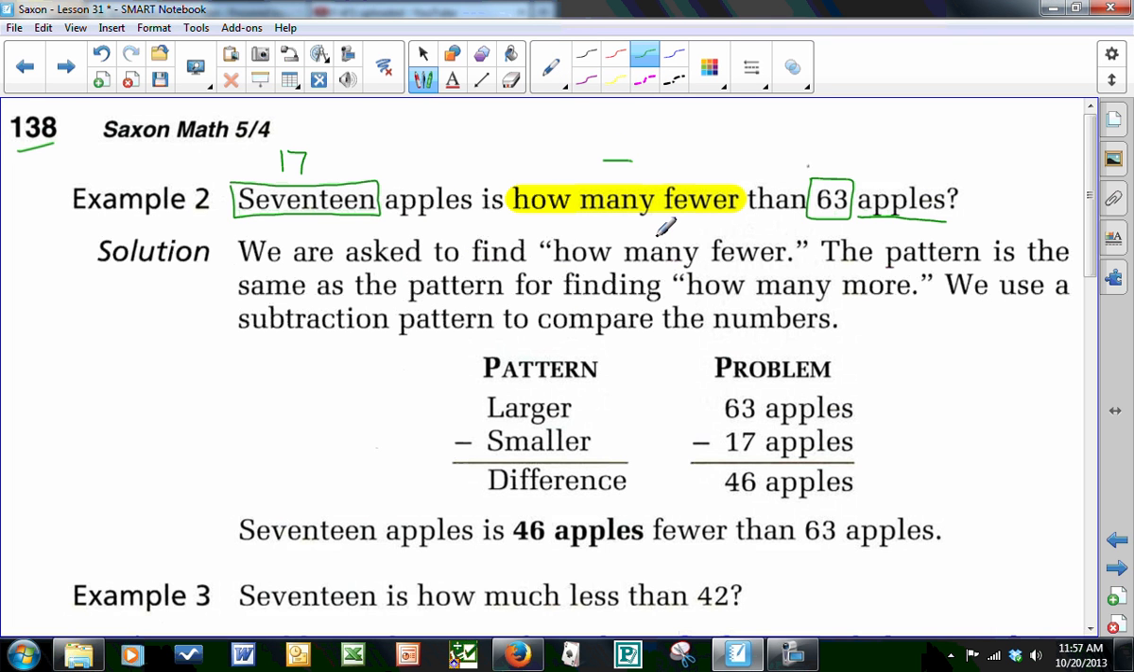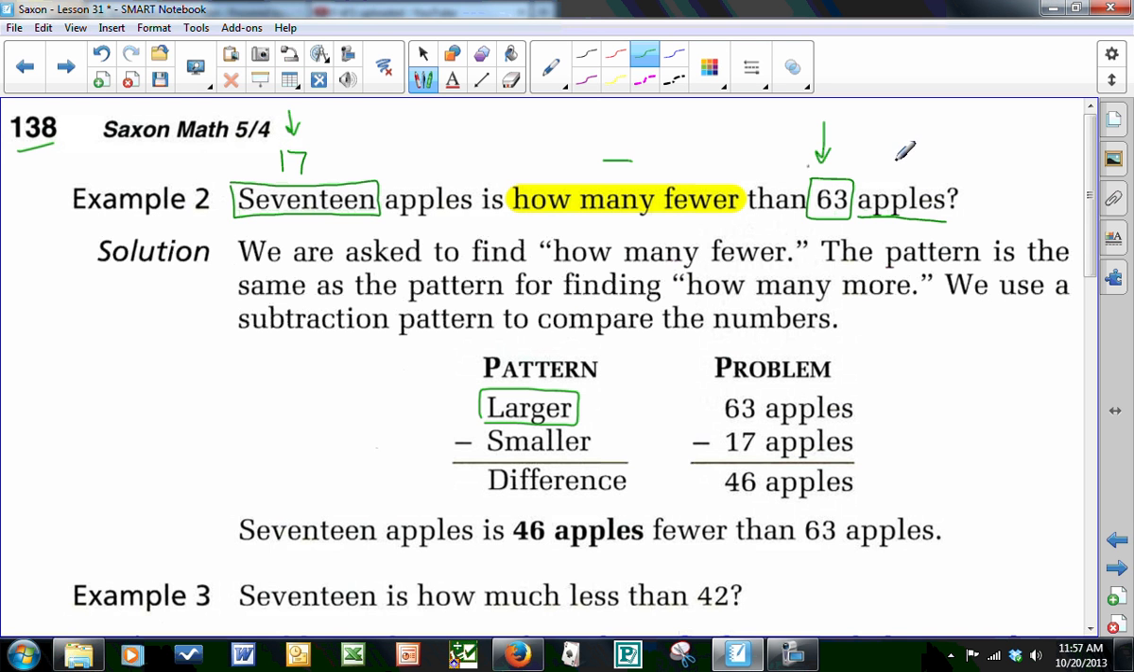How many fewer means you're going to subtract. And always in subtraction, the larger number must be on top. It must be written first. So notice what they did. They were very tricky. They wrote the smaller number first in the problem, and the larger number is written last.